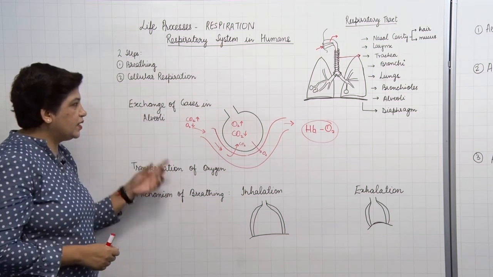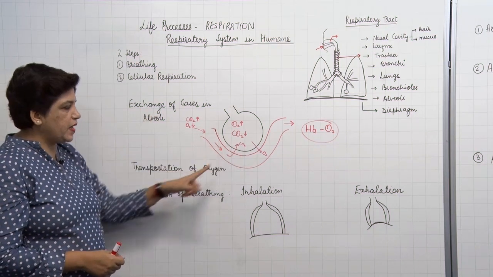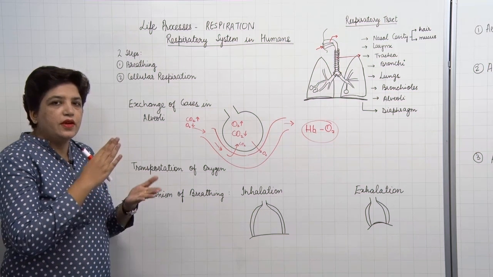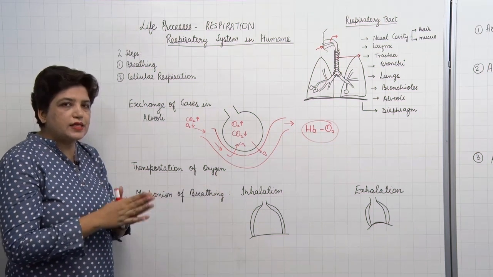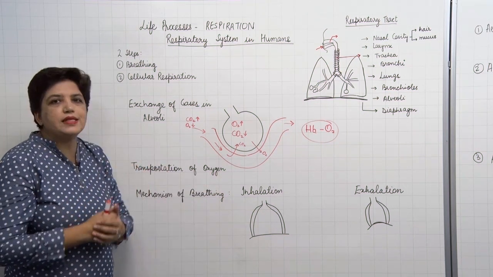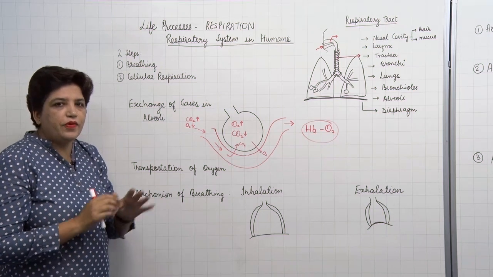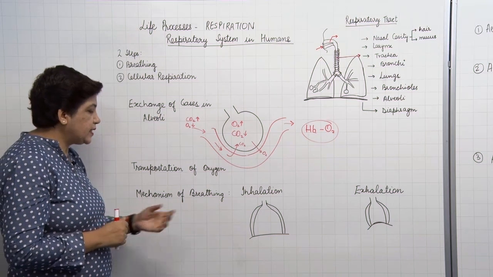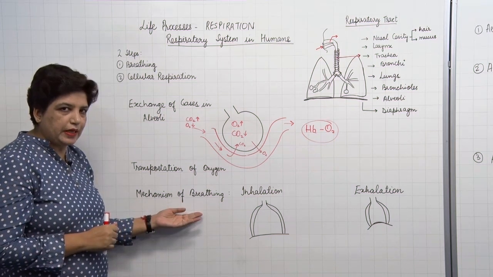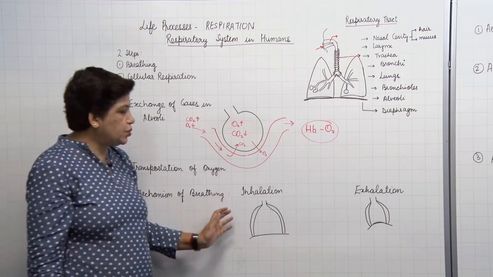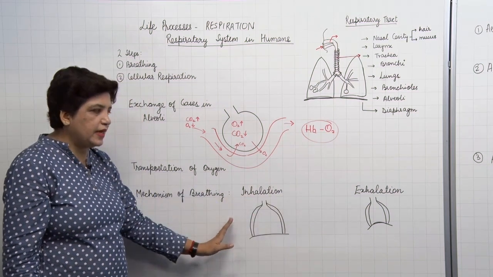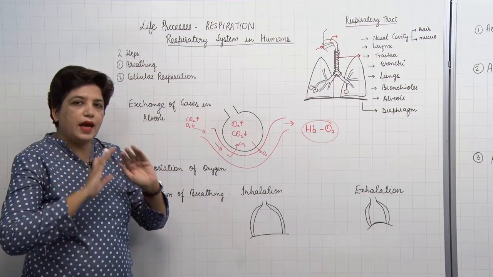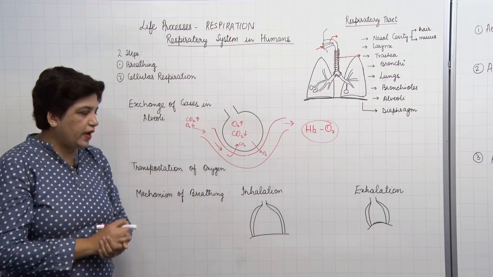Now, once the exchange of gases takes place, oxygen is transported to all the cells, and then what happens? This oxygen is utilized in oxidation of glucose to release the energy. Before we move into the types of respiration, let's understand the mechanism of breathing. There are two steps involved in breathing. One is inhalation and second is exhalation. That is taking in air and taking out the air.